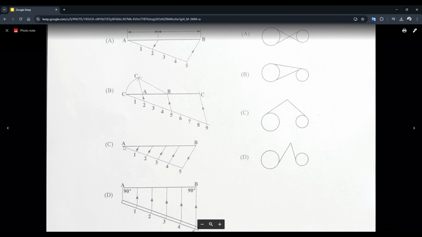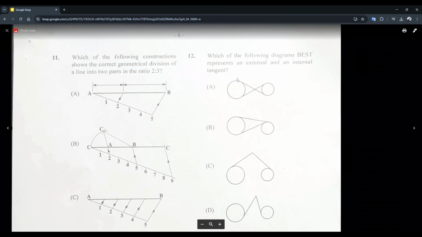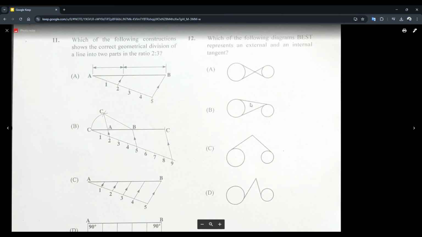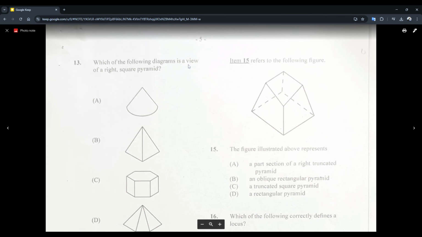So you draw line AB, then you draw another line diagonal to it. You make 5 equal markings. Then you connect the 5th point to B, and then all the other lines are parallel to it, and that's how you get the answer. So number 11, C. Number 12, which of the following diagrams best represents an external and an internal tangent? The answer is B. Number 12, B. Number 13, which of the following diagrams is a view of a right square pyramid?